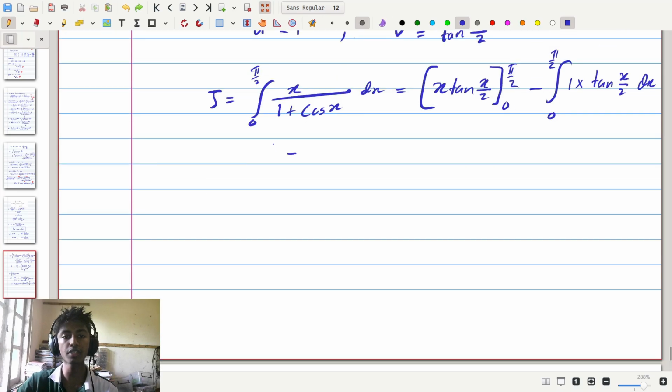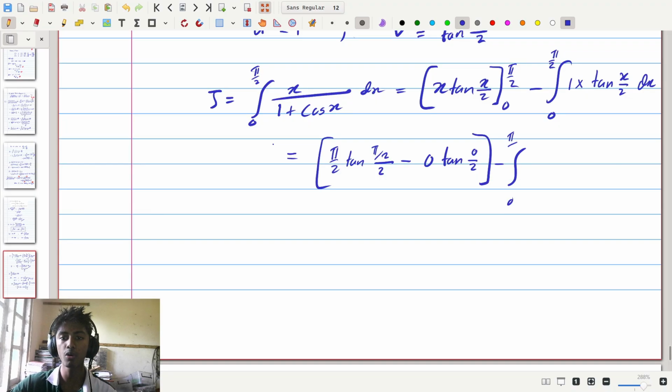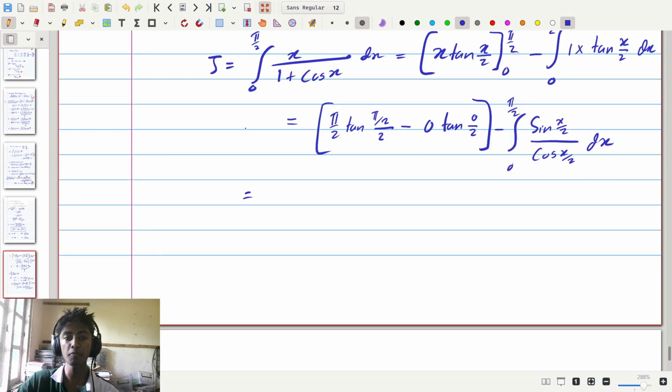Now if we simplify the limits here, we have pi by 2 times tan of pi by 2 divided by 2 minus 0 times tangent of 0 divided by 2, which is 0. And then on the other side, we have the integral from 0 to pi by 2 of tangent of x divided by 2, which in order to get its value, we have replaced with sine of x divided by 2 divided by cosine of x divided by 2 dx. Now the first bit is equal to pi by 2 times the tangent of pi by 4, which is equal to 1, so pi by 2 minus 0, which is pi by 2.